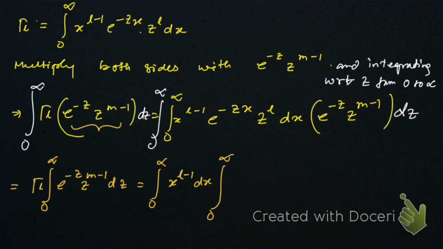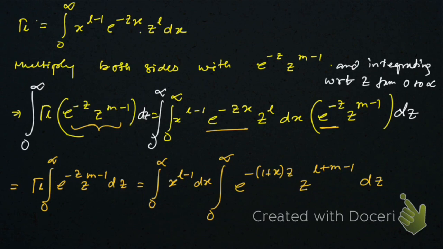So e to the power this and e to the power this, that's going to be minus (1 plus x) z. Minus z is taken common, right? If you multiply these two terms, then you should get this, right? Then what you will get here is z to the power l plus m minus 1. If you multiply these two, you're going to have z to the power l plus m minus 1, then dz. That is what we have got, right? So hope you have understood this.